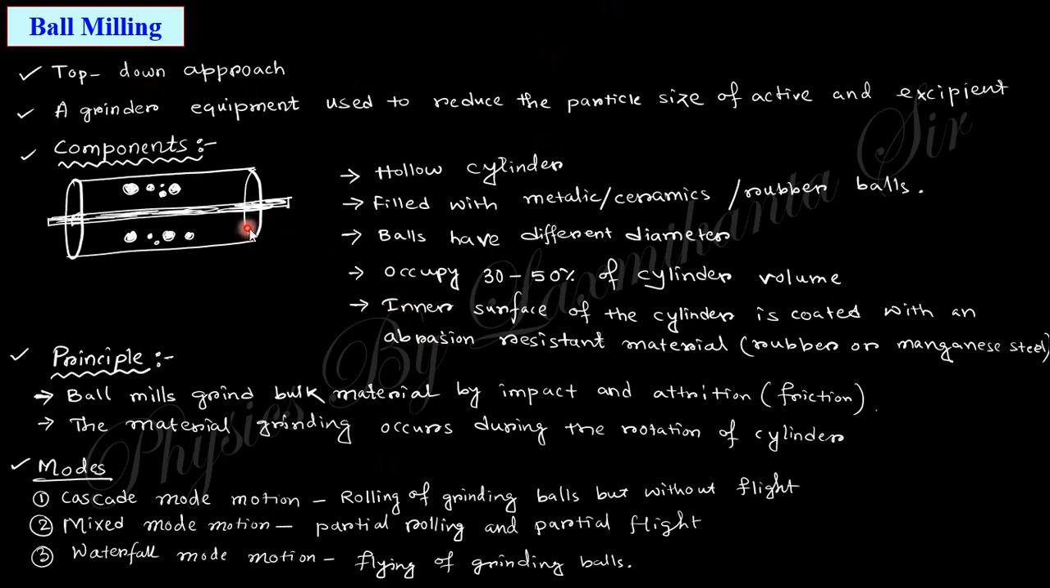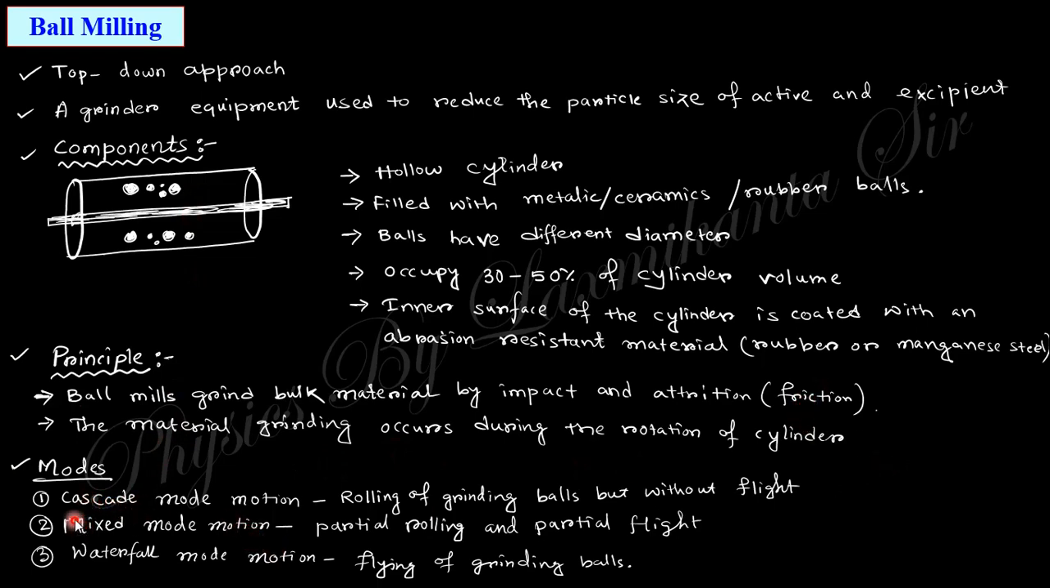So the balls occupy 30 to 50% of the cylindrical volume, and the inner surface of the cylinder is coated with an abrasion-resistant material. The principle is that ball milling breaks the bulk material by impact and attrition, that is, friction. This is the basic principle. The material blending occurs during the rotation of the cylinder.